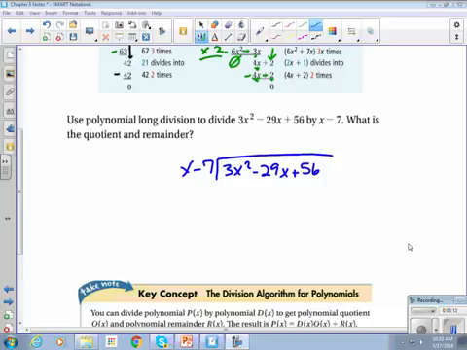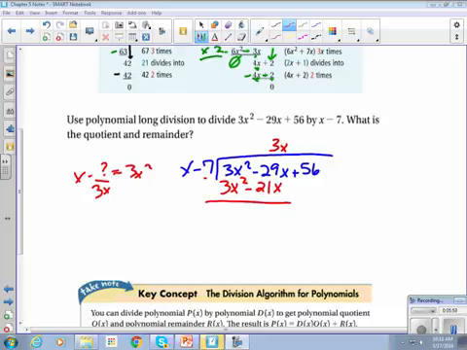Okay, so the process for this is we're saying x times what equals 3x squared. And you say, oh, I have to multiply it by 3x. And because it's 3x, it goes above the x term in your long division. When you're doing long division, if there's a gap, so you don't have an x term, you put a 0x there. So we go 3x times x is 3x squared. And 3x times negative 7 is negative 21x.